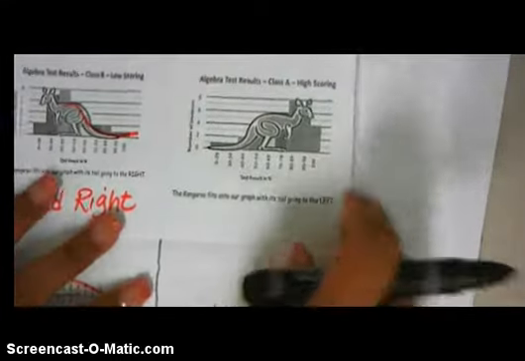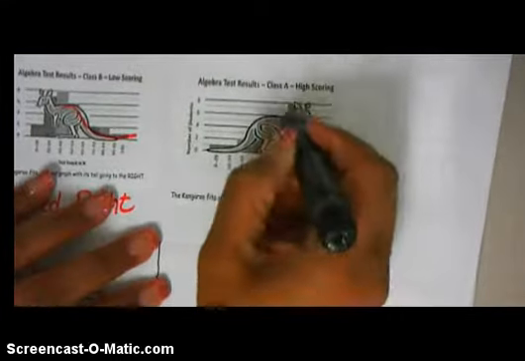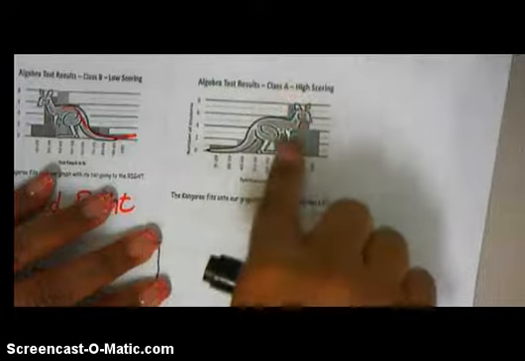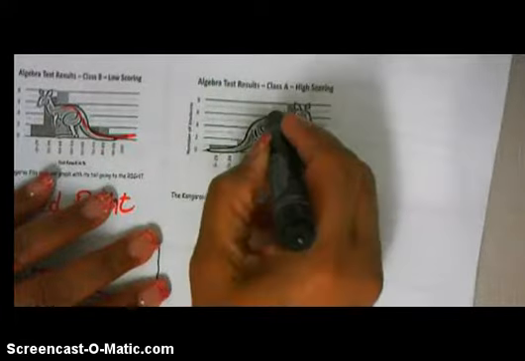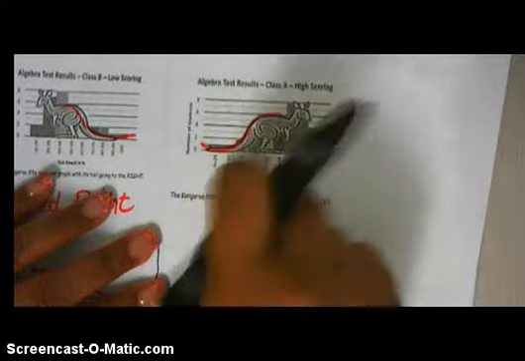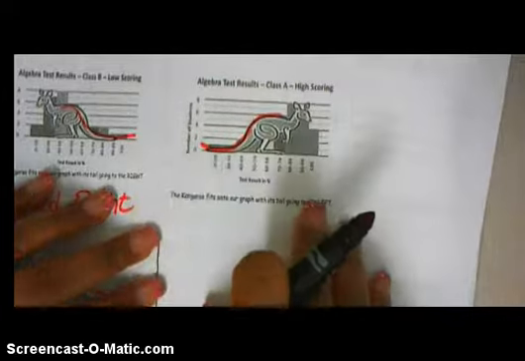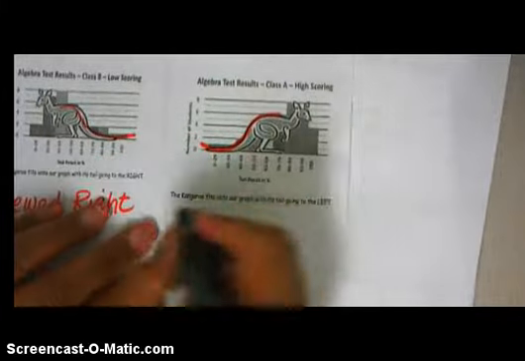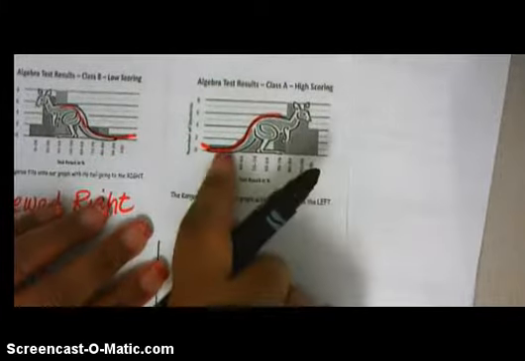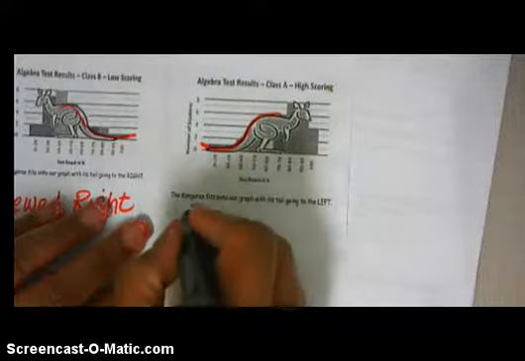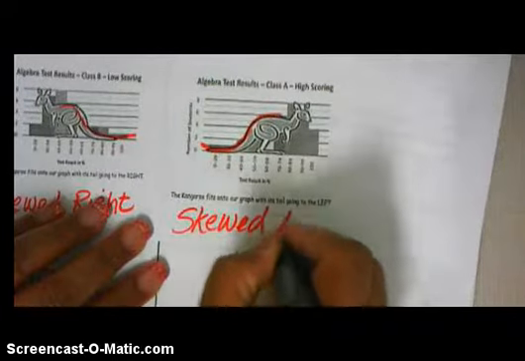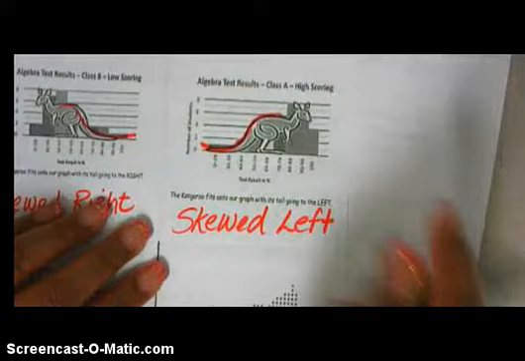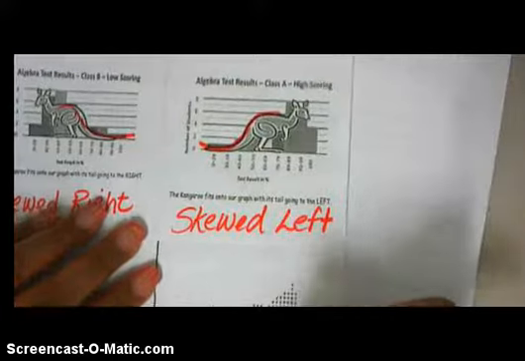Okay, so now let's look at our last example. Something that is skewed left. Same kangaroo. Again, I see the majority of my data on the bar graph right here. And then I can see that it is being pulled to the left and it is following the kangaroo tail to the left. So this time the data is being pulled left. This means that it is skewed left. And again, the language of the test is going to use the words skewed left.